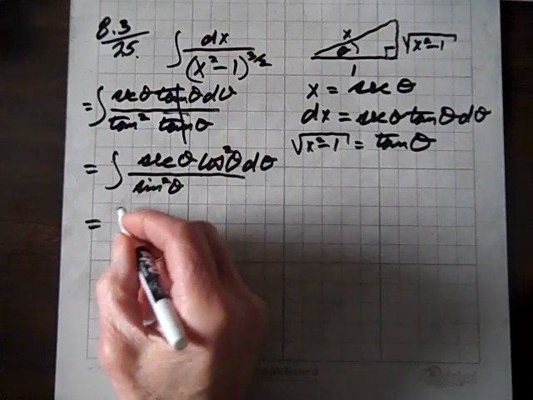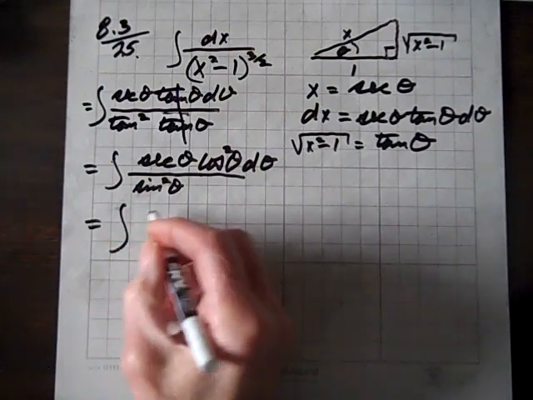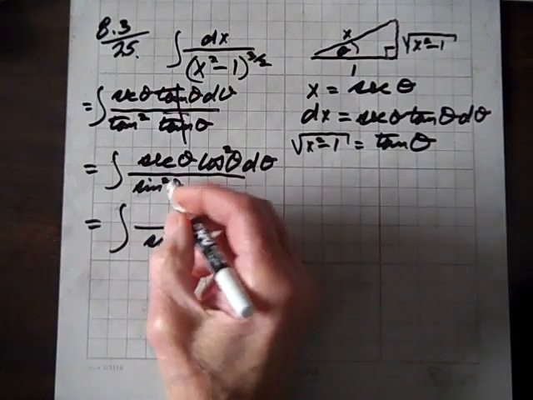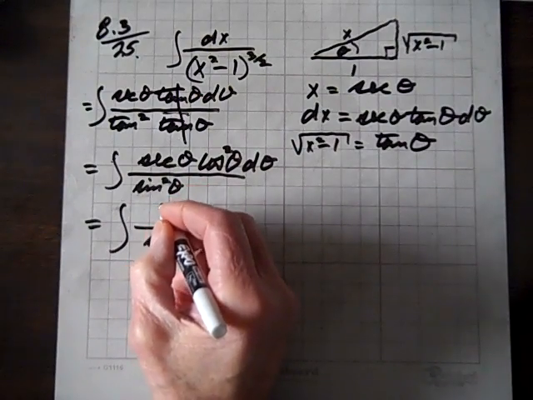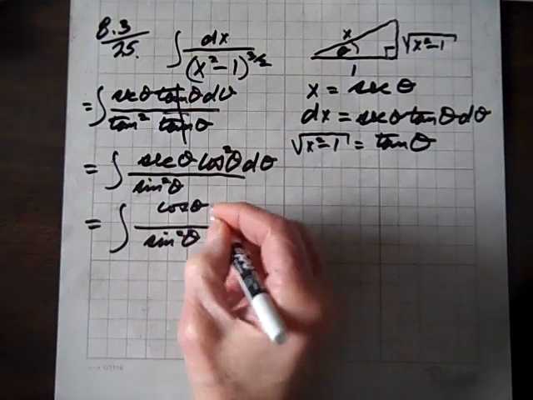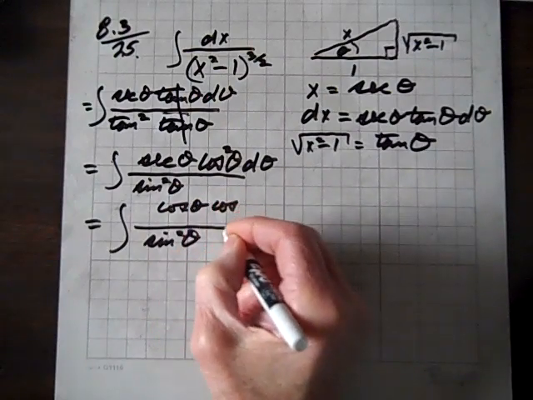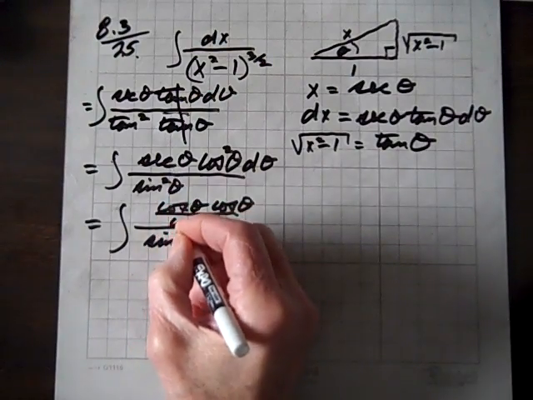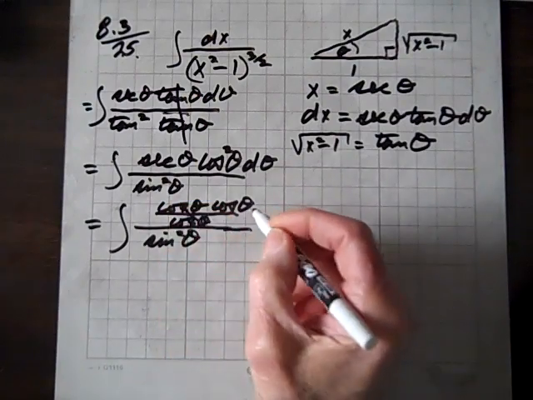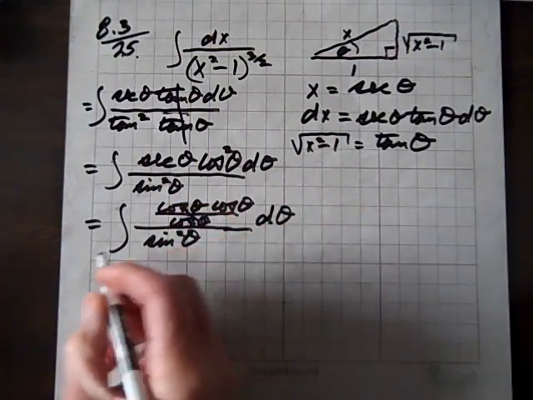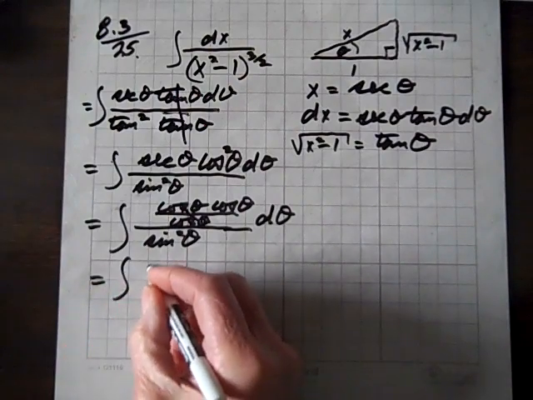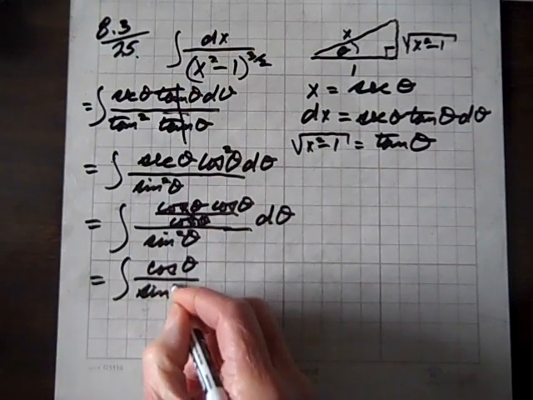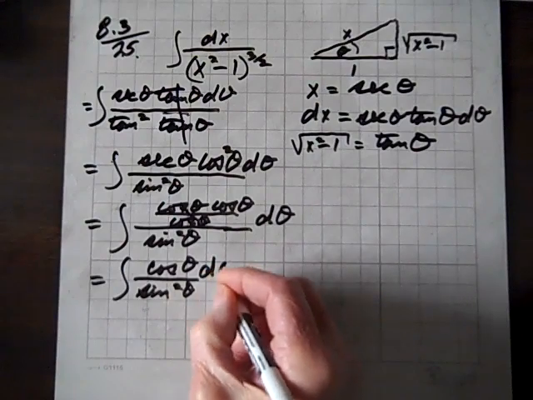And this equals the integral of, and in the denominator we have sine squared theta, and secant theta is the same as 1 over cosine theta, so cosine squared theta is the same as cosine theta times cosine theta, and secant theta is 1 over cosine theta, so one of those factors divides out, and so now we have the integral of cosine of theta over sine squared of theta. And by the way, I need a d theta there.